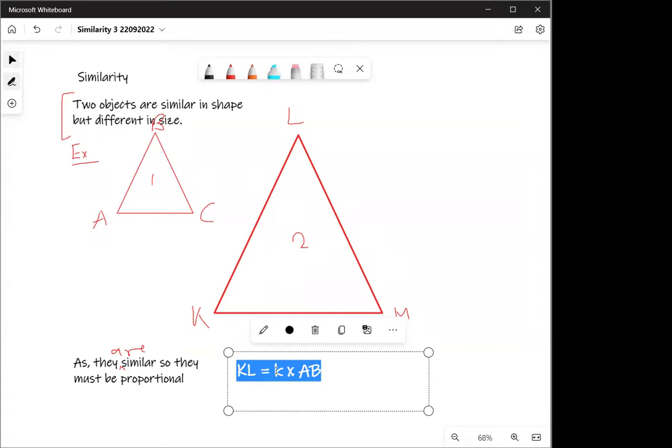In the same way, we have KM and we have LM. These are the sides of shape 2. The corresponding sides of shape 1 are, for KM, we have AC, and for LM, we have BC. Any doubts here?